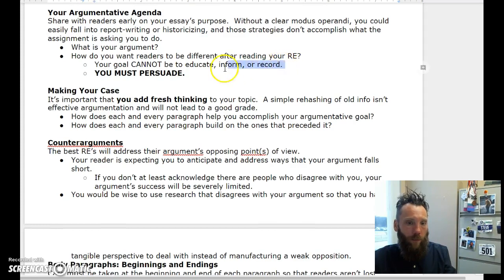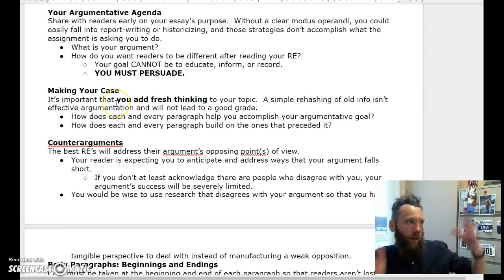You cannot be locked into a goal of I want to educate readers about X, Y, and Z. Don't assume we're not already educated. Assume your reader is already educated. It's mostly true. Making your case, it's important that you add fresh thinking to your topic.